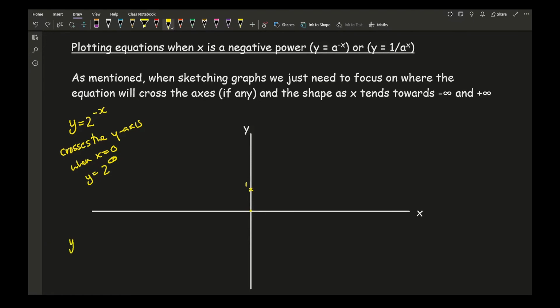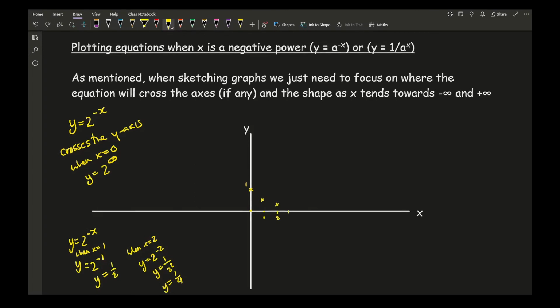Now, moving on from that, let's start with 1. When x equals +1, I end up with 2 to the power of -1, which, understanding the rules of indices, is a half. So at 1, it's going to be a half. Then when x equals 2, I end up with y equals 2 to the power of -2, which is 1 over 2 squared, which is a quarter. And so at 2, it's going to be half of that value.